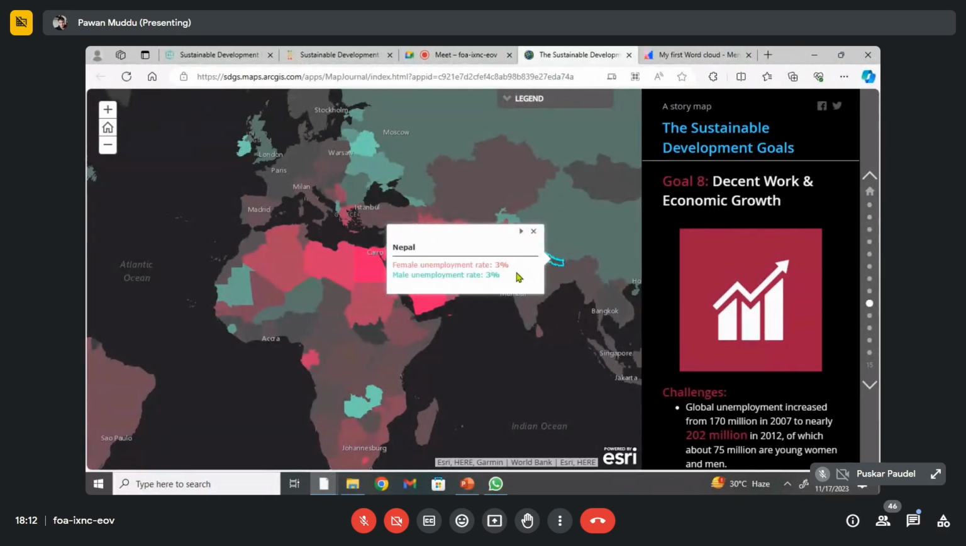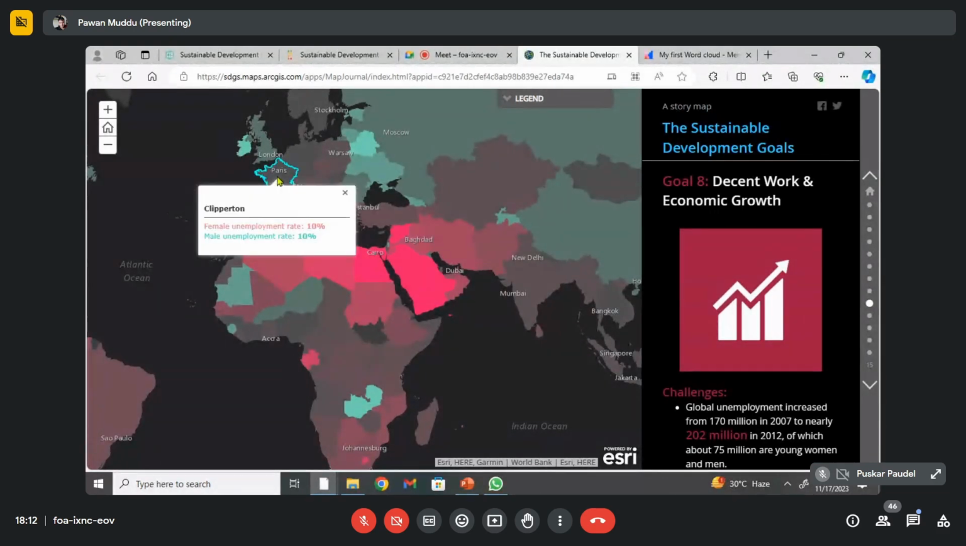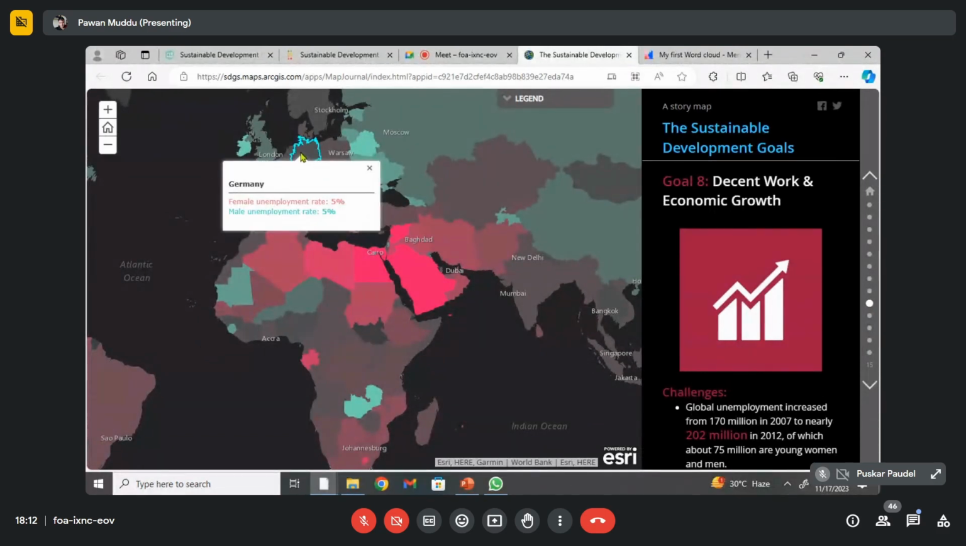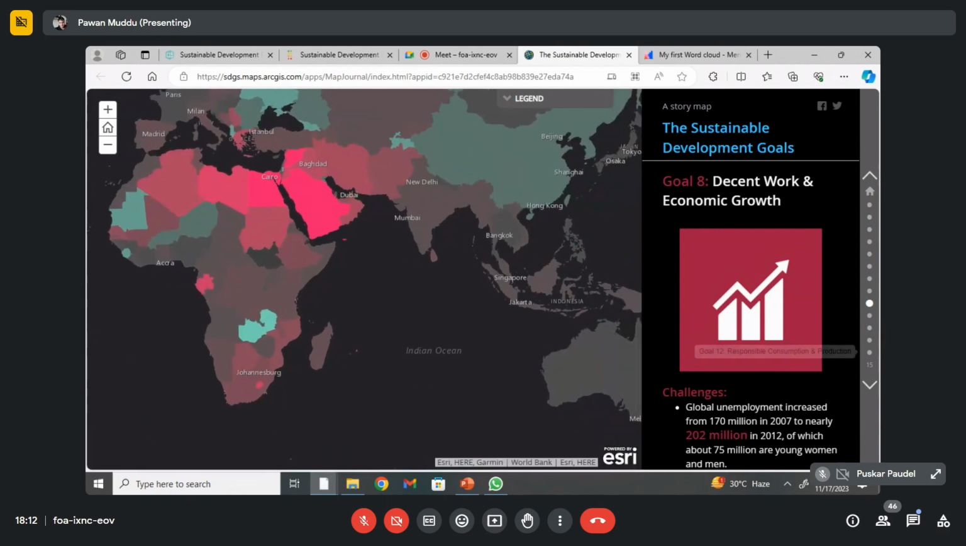Nepal is also very good. Unemployment rate is only at 3%, but it has to be maintained at that level. If it increases further, then we do not like it. But again, there are places like Germany and other parts where employment is high. But that depends on the economic conditions of the nations which are considered, right?